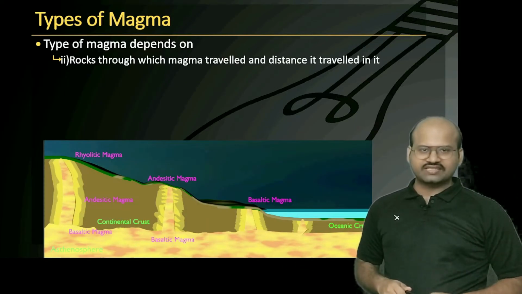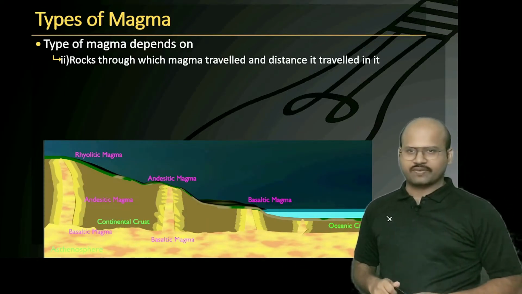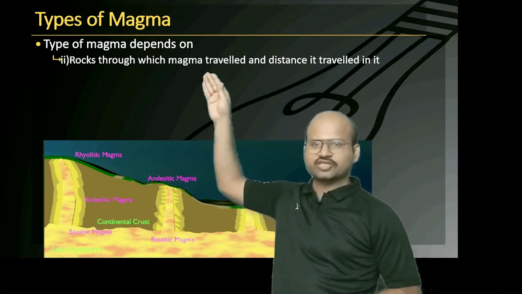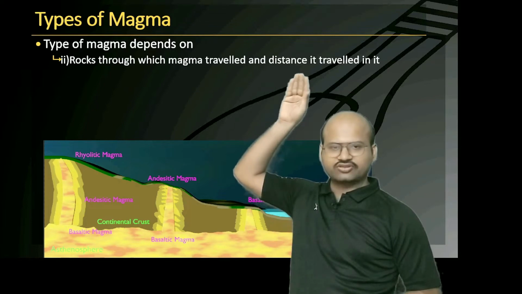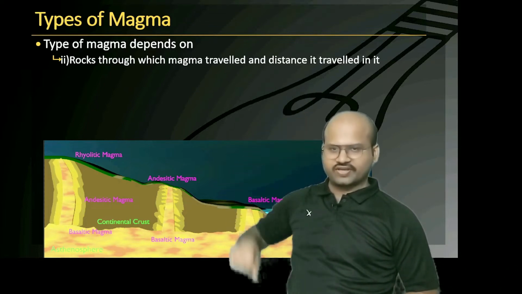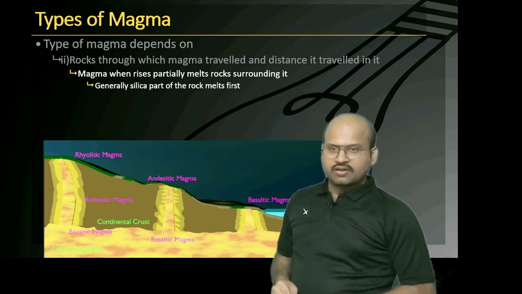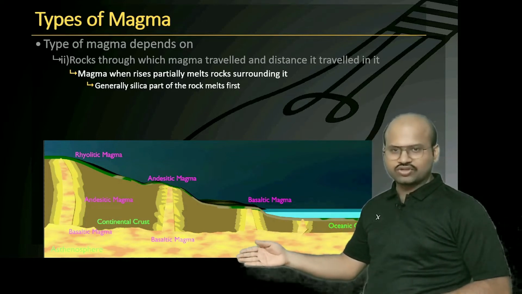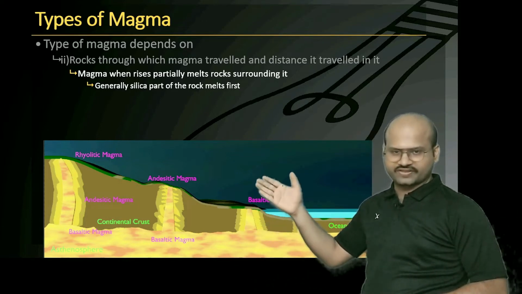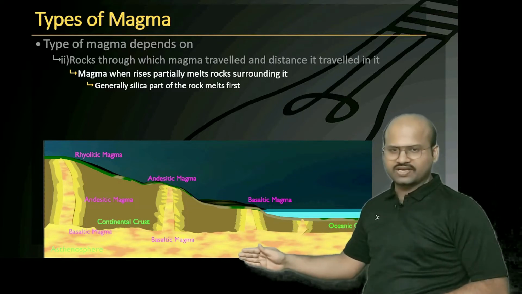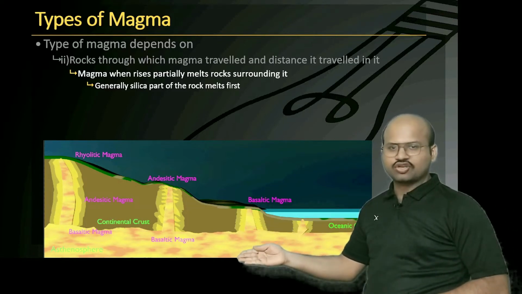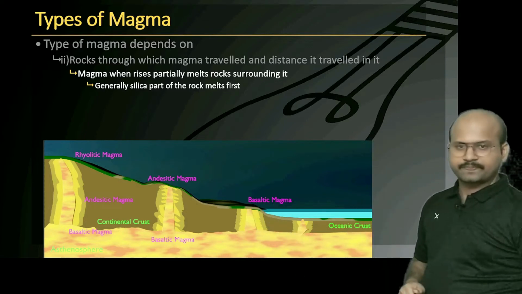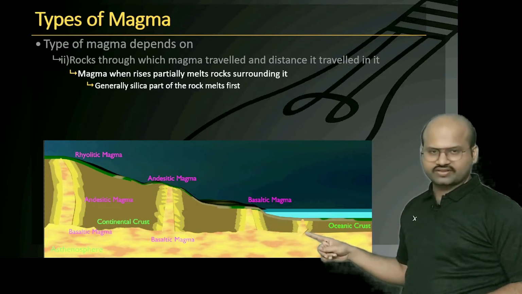Now let's see the second factor which affects the type of magma. This is basically the rocks through which the magma has to travel and the distance it has to travel to reach the surface of the earth. Now we know that magma has to travel through the earth crust to come to the surface. Here we can see this is asthenosphere and magma is traveling through the overlying earth crust to reach the surface of the earth. Here it's an oceanic crust.